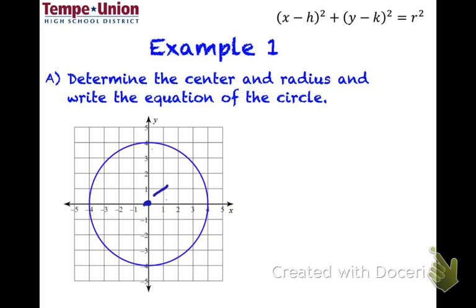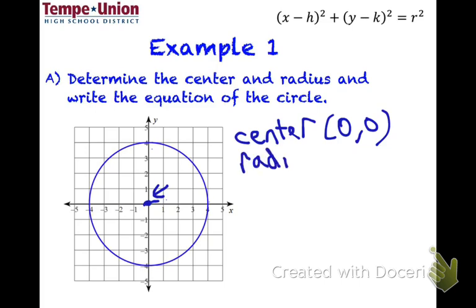So this would be the center. So center would be 0, 0. Okay, the radius, you can tell, you're counting 4 units out to the outside of the circle each time. So let's say the radius then is 4.